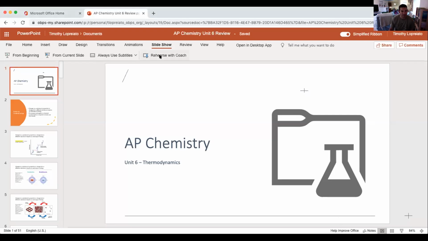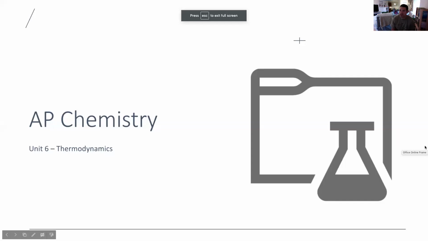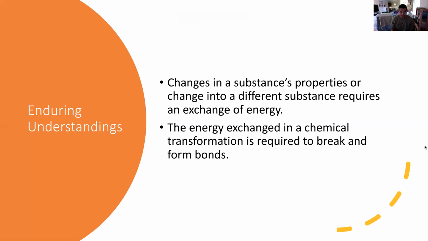Hello, AP Chemistry. So we are looking at Unit 6, Thermodynamics. Two big enduring understandings: changes in a substance's properties or change into a different substance requires an exchange of energy. And the energy exchanged in a chemical transformation is required to break and form bonds.